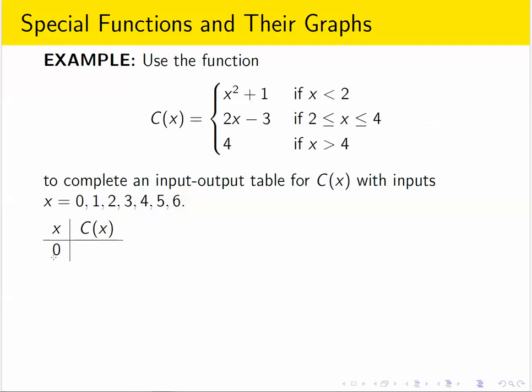So to start our table, imagine we're plugging in 0. What we do is we look at each row and decide which one to use based on the descriptions. We can see that if we're plugging in 0, I want to use the first row because 0 is less than 2. So that means I plug a 0 into this formula. 0 squared plus 1 is 1. That's where this comes from.